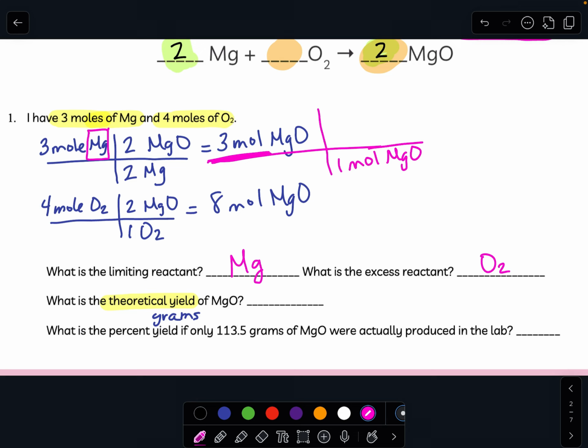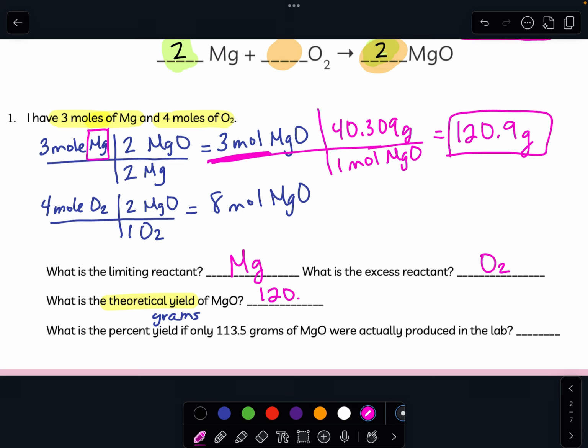And then I just have to find my molar mass. So I can add up a magnesium and an oxygen in my calculator, and I come up with 40.309 grams. And now I can multiply the top numbers, and that gives me, we'll say 120.9 grams. So this is my theoretical yield.